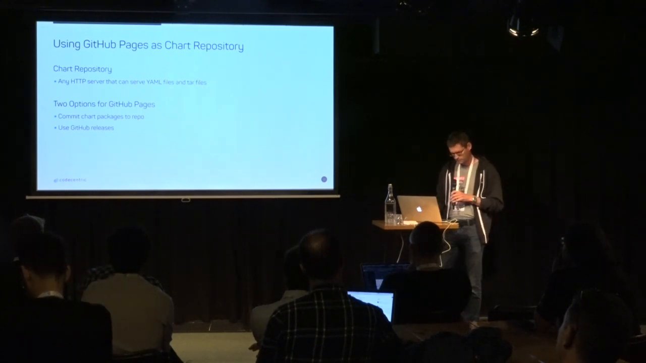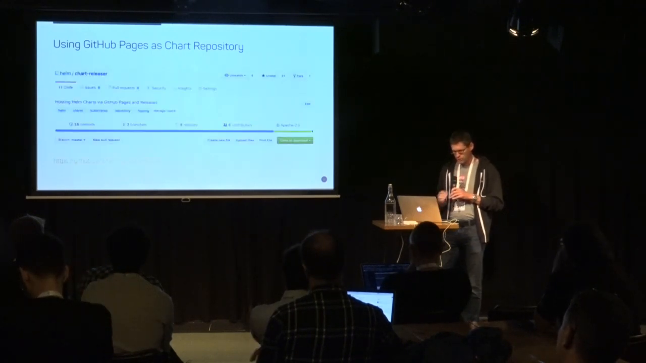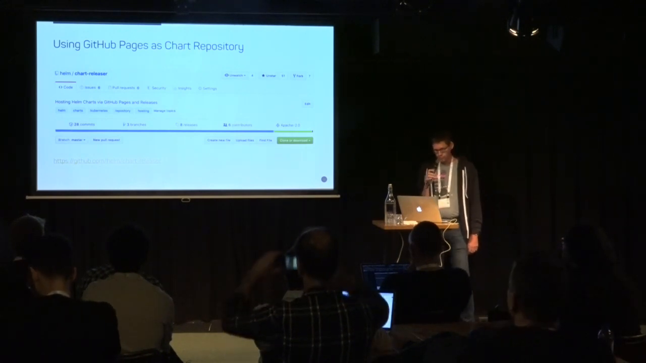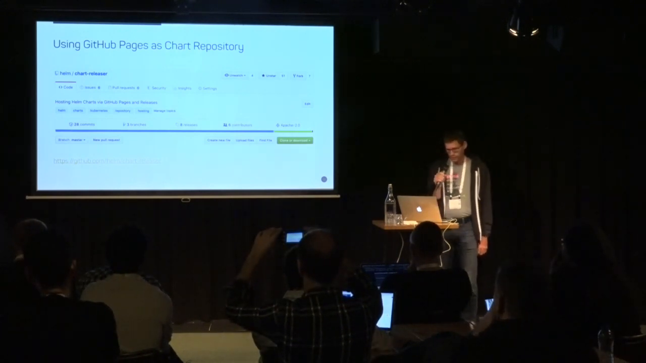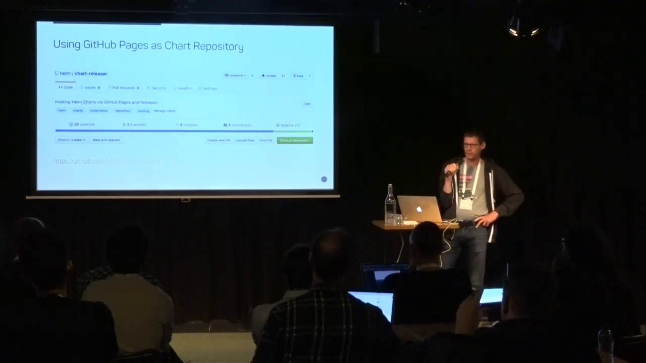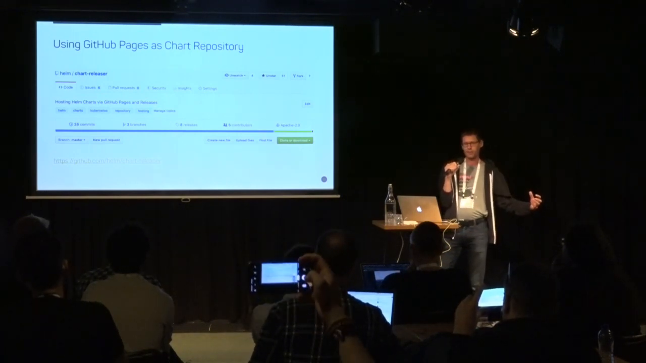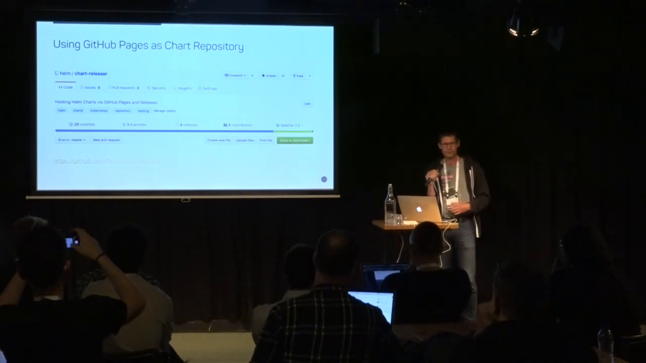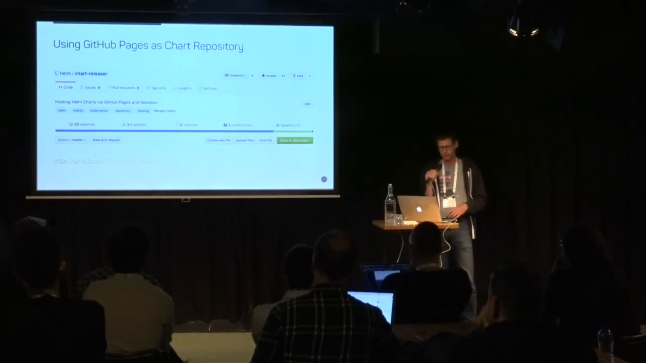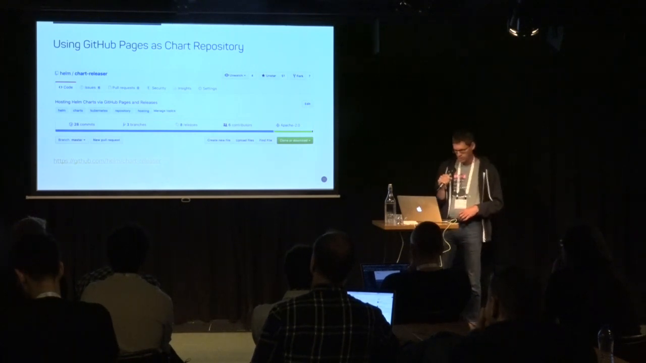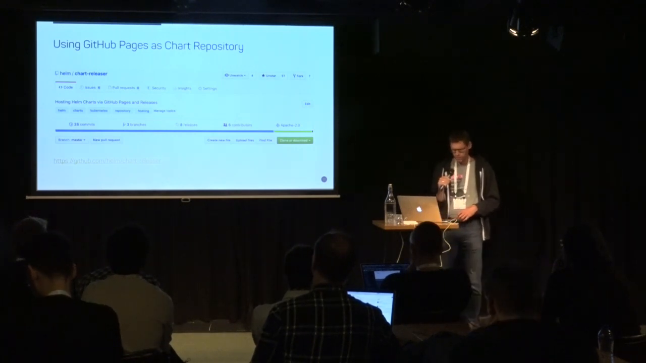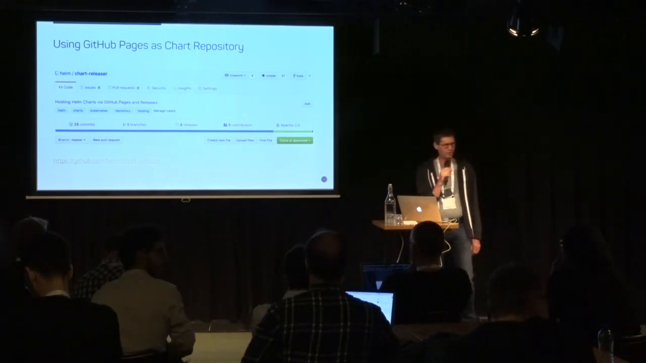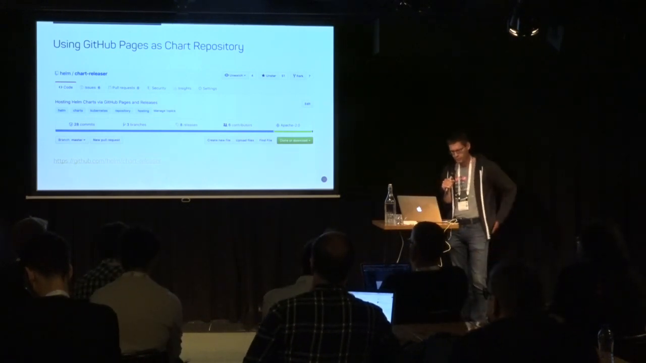And this is where the chart releaser comes into play. Chart releaser is a tool that allows you to create the index YAML file from the GitHub releases, and it also uploads and creates the releases in GitHub for you from your chart packages. The tool was initiated by Paul Czarkowski, right there. Thanks, Paul, who donated the initial code. Then we put it to the Helm org.